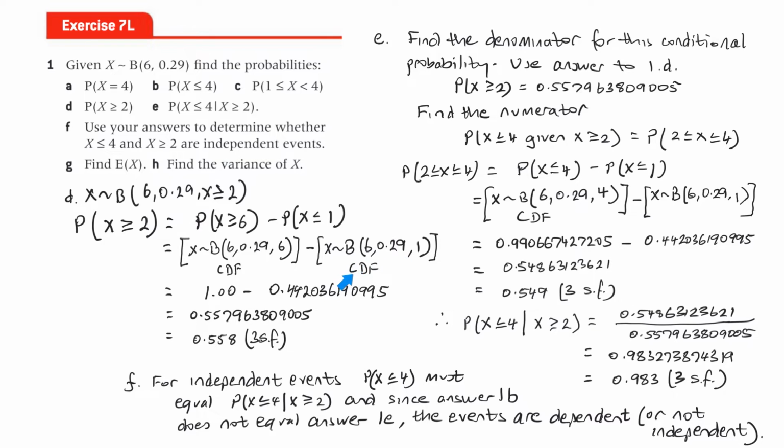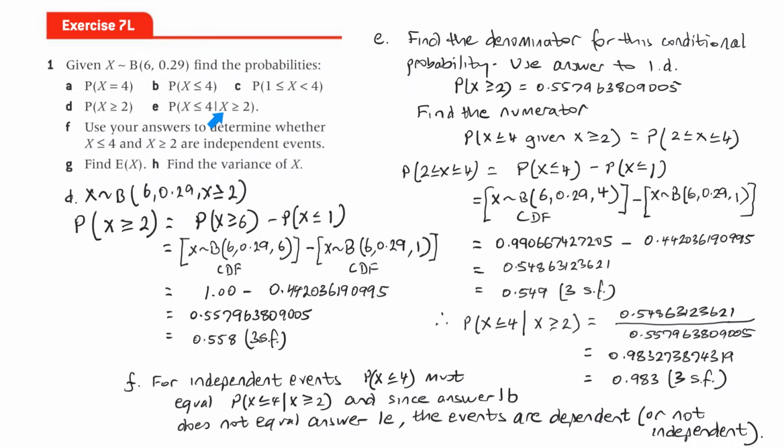We don't need 0 and 1 because it's only 2, 3, 4, 5, and 6. So to exclude 0 and 1, you choose CDF again, must be CDF, not PDF, and you put in a 1, because when you put in a 1 for CDF on the 84 Plus CE, you're basically calculating 0 and 1. And that's what we need to take away to get that range from 2 to 6. So we're minusing the 0 and 1 from the 0 to 6, which ends up with 2 to 6. And that's what we did here. When you put a 6 in there, it's going to be 1. You put the 1 in there, and what we're minusing is the 0 and 1, and we get 0.442, and we get 0.5579638090005, or 0.558 to 3 significant figures.